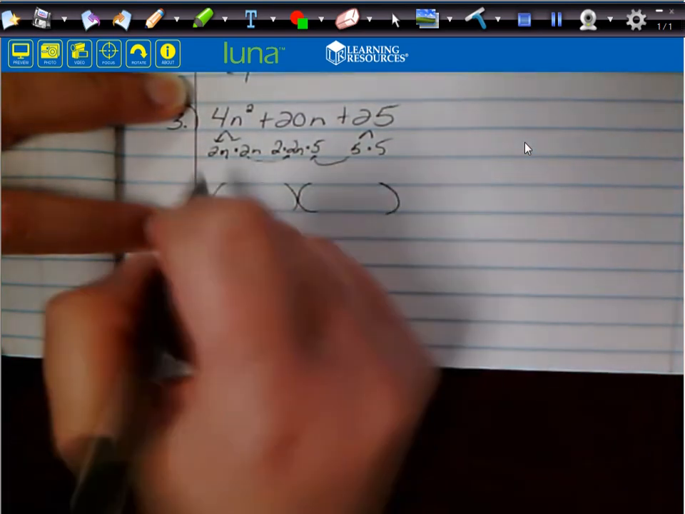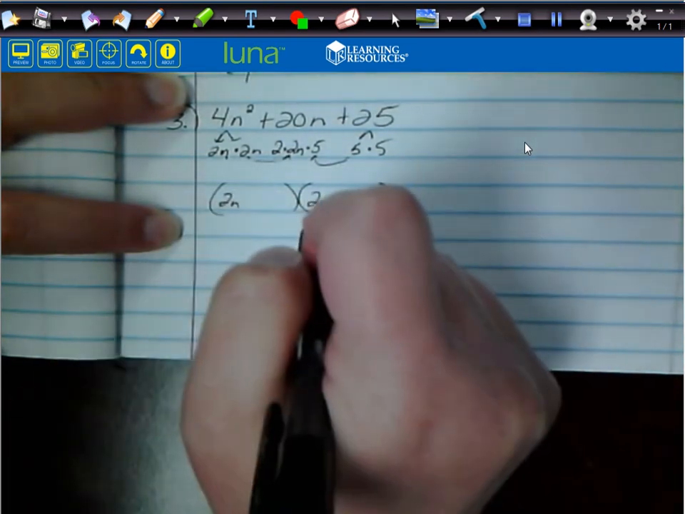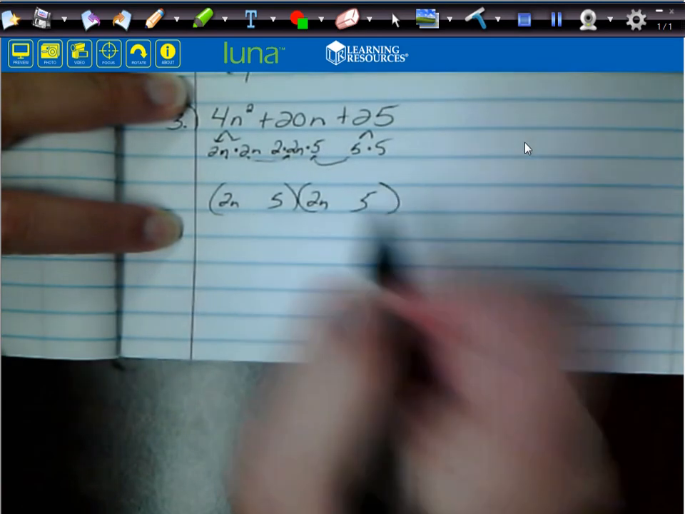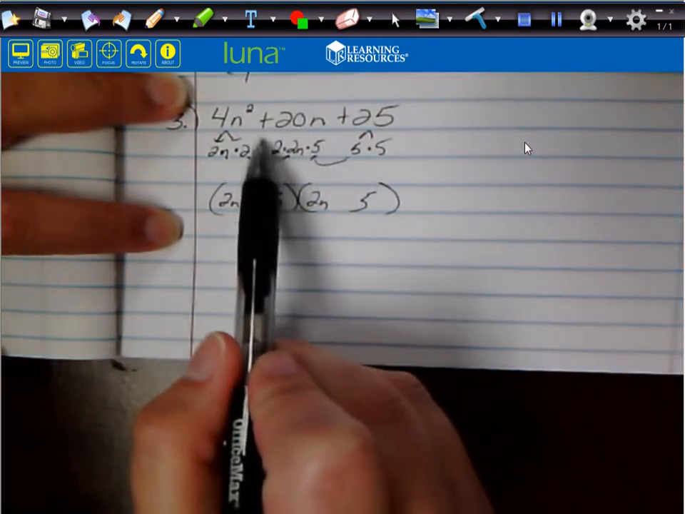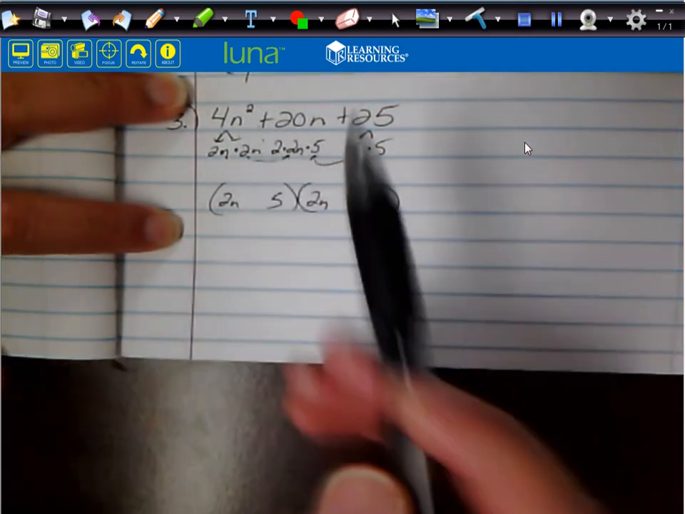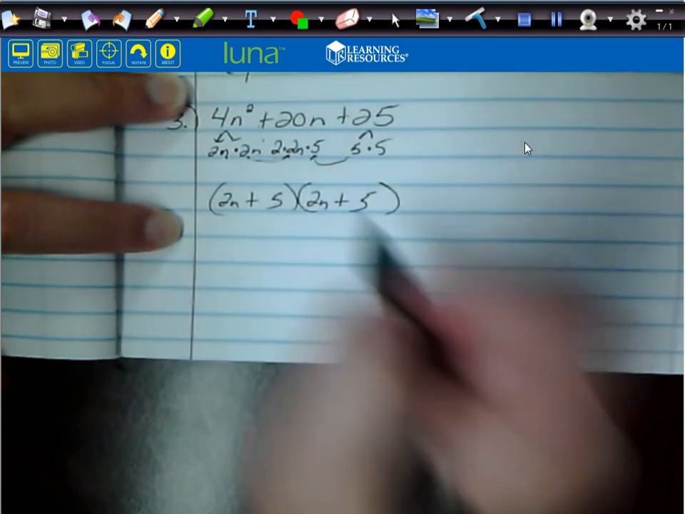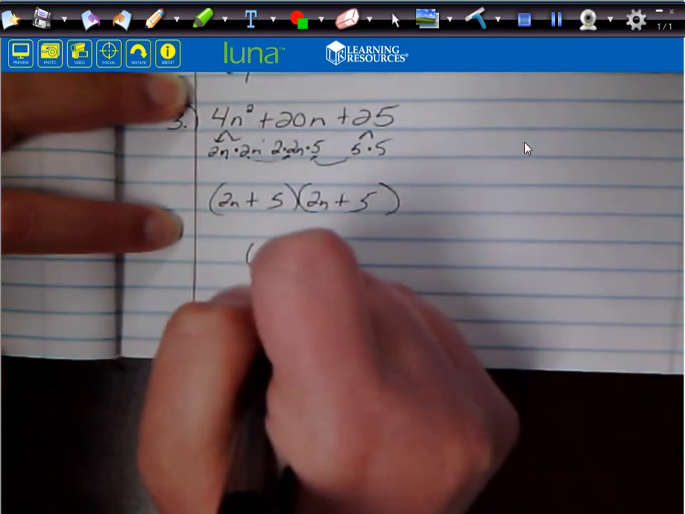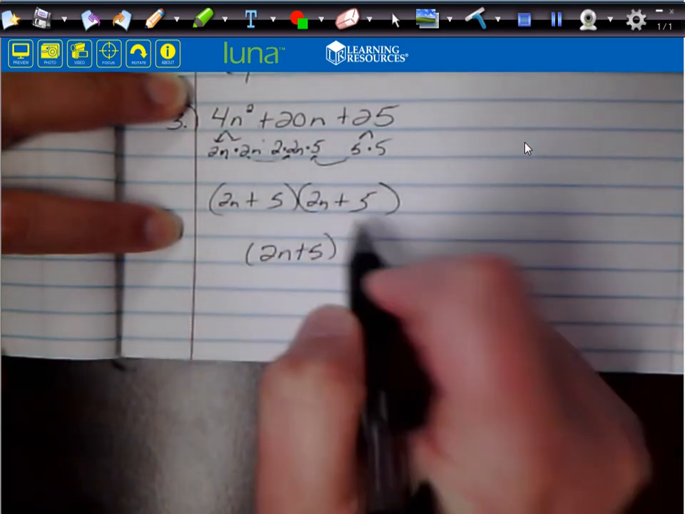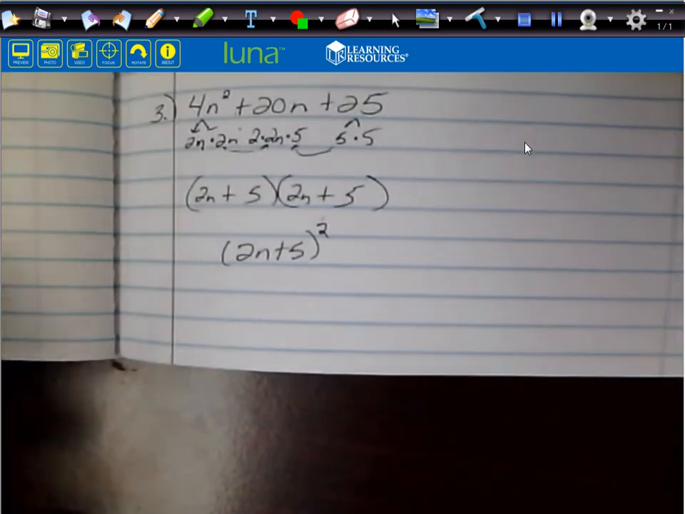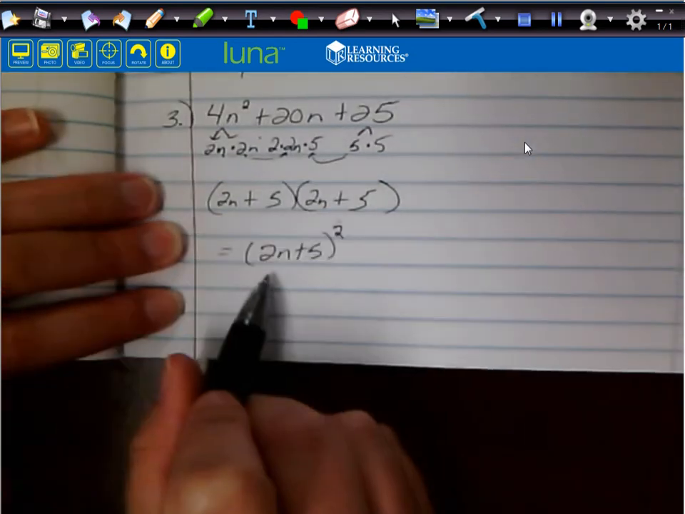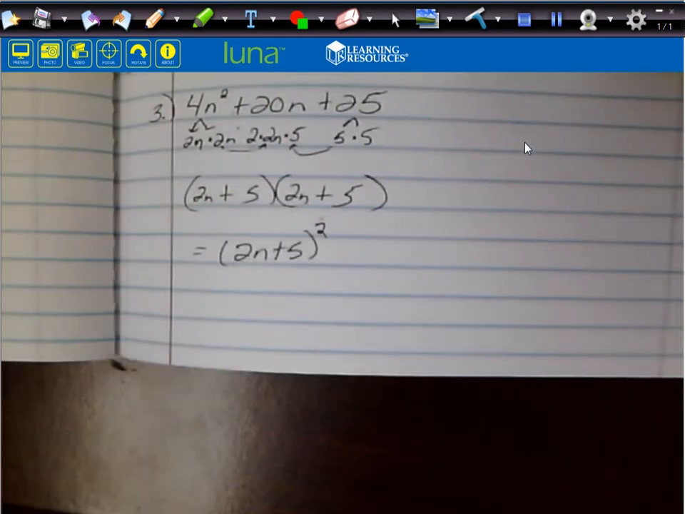So we're going to say 2n and 2n here, 5 and 5. And then again, I'm going to look at this sign right here. It's a plus sign, so it's going to be plus, plus. And my other way of writing that is 2n plus 5 squared. And again, I would like them written as 2n plus 5 squared. Take a minute, make sure you have all of that written before you move on.